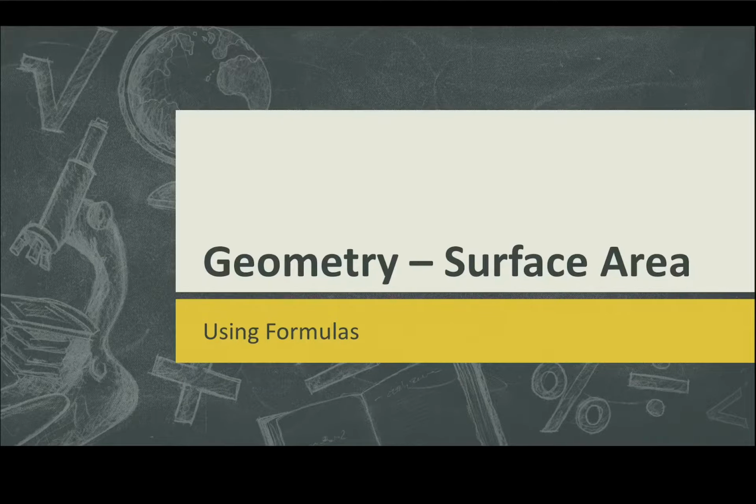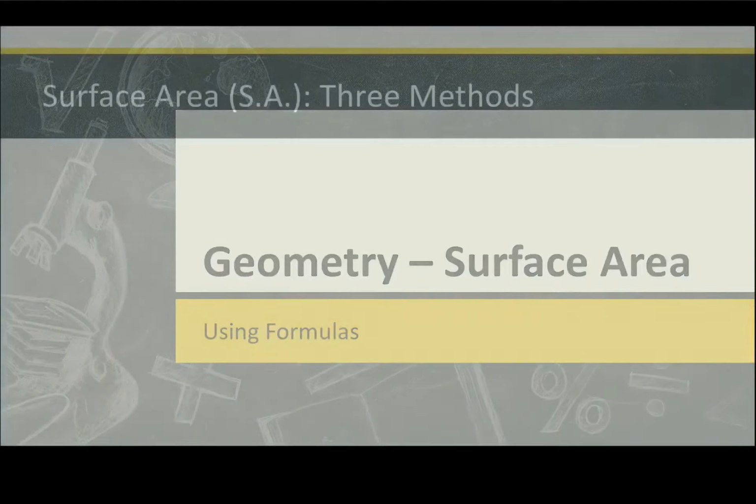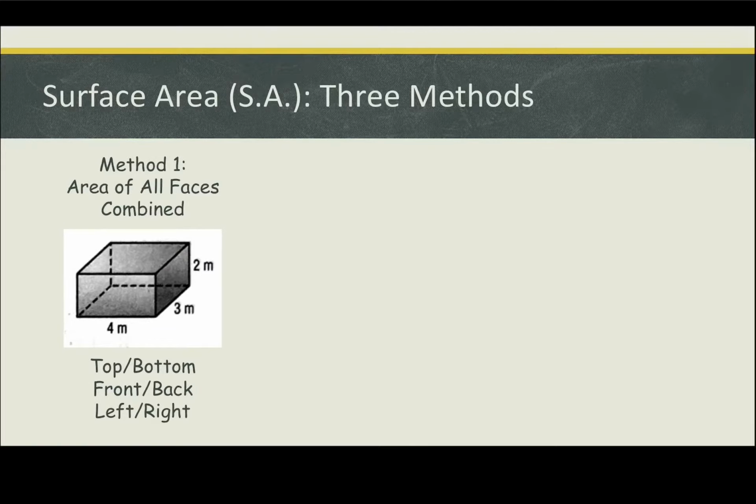In this lesson, we're going to be finding the surface area using formulas. So we can find surface area using three different methods. The first method is to find the area of all the faces combined. When we say all the faces, when we're talking about a rectangular prism, we're looking at the top and bottom, the front and back, and the left and the right faces. Altogether, 6 faces for a rectangular prism. So you find the area of all those faces and then combine them.